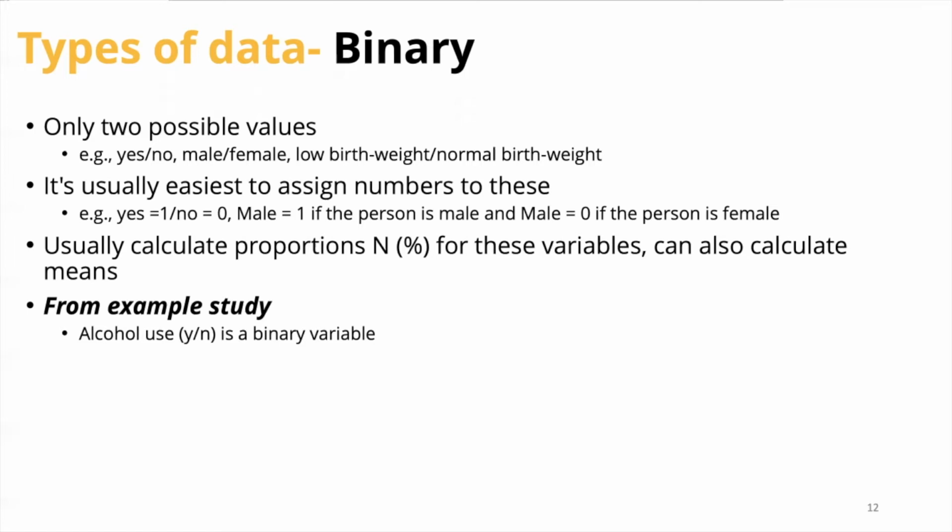you can do the same for gender. Typically you calculate proportions for these variables. Some people say you can calculate means for them as well, but that's really dependent on the type of binary variable you have. Typically, you calculate counts, n is equal to the number of subjects in your study with that particular characteristic, and the percent is of the total study population. So in our example study, alcohol use is a binary variable. So you're either an alcohol user, yes or no.